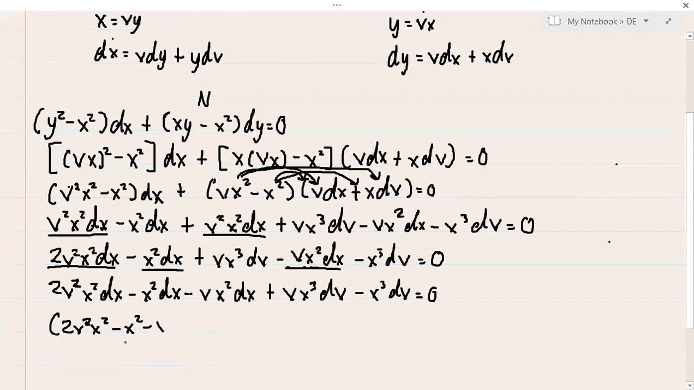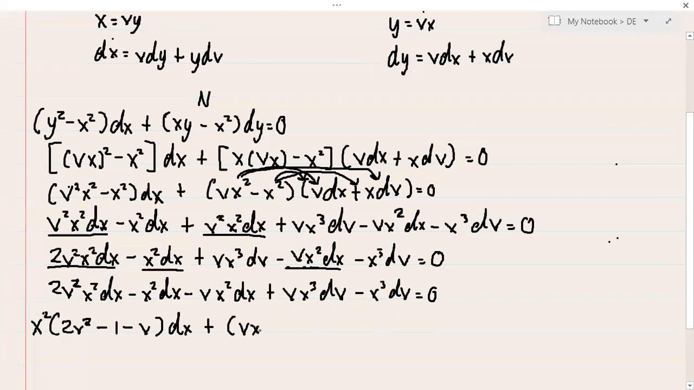So ano maging resulta kapag ganun? We will have x squared times quantity 2v squared minus v minus 1 times dx. Ayan. There you go. That's it. Then now, let's factor out the last two terms. So, we're going to factor out the last two terms by dv.